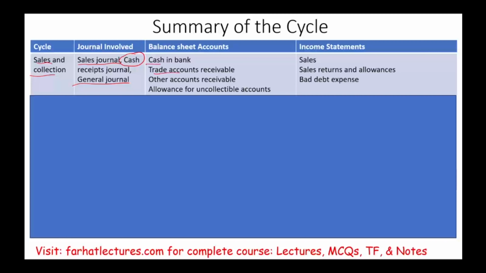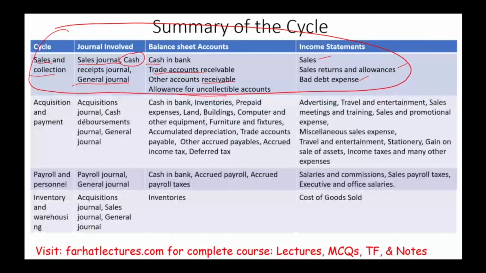Which balance sheet accounts are involved? Cash, trade receivable, we might have other receivable, allowance for uncollectible or doubtful accounts. Which income statement accounts were affected? Sales returns and allowances, and bad debt expense. So one individual or one group will take care of the cycle. Now there are other cycles, acquisition and payment cycles. Which journals, which balance sheet accounts, and which income statement accounts are involved?